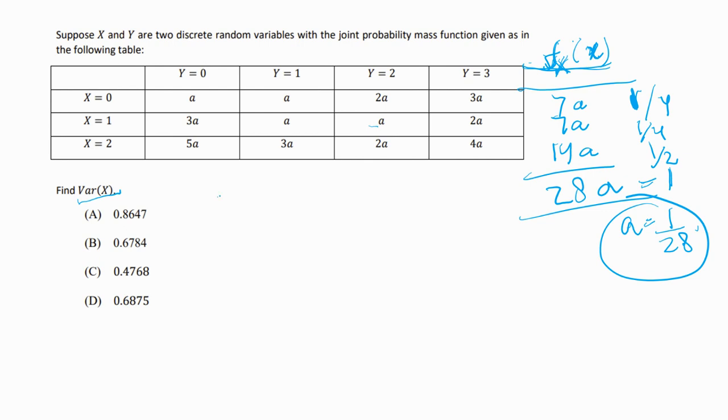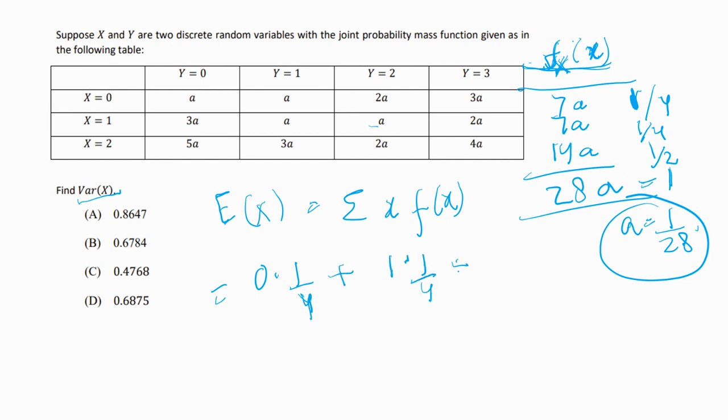So the expectation of x is the summation of x f(x). When x is equal to 0 it is 0, then 1 times 1 by 4, plus 2 times 1 by 2. So it will be 1 by 4 plus 1. Sorry, this one will be 5 by 4.